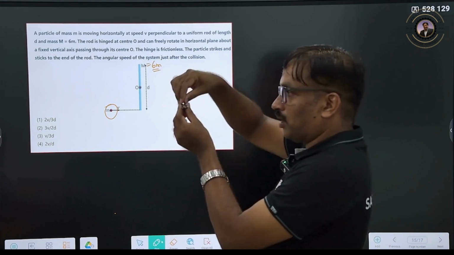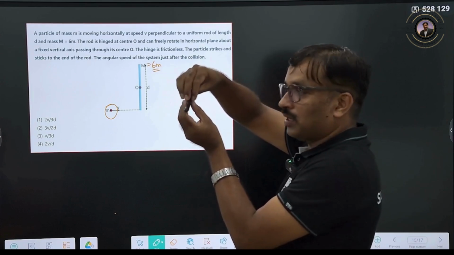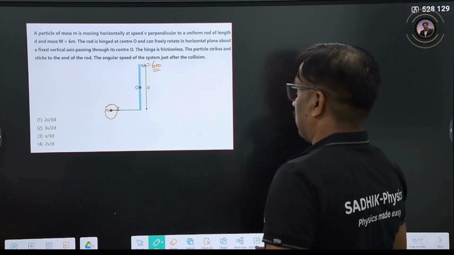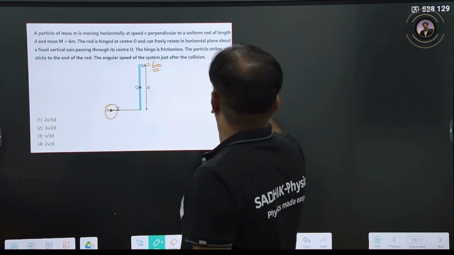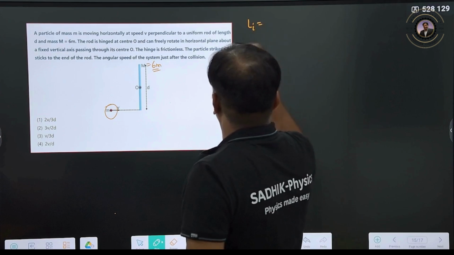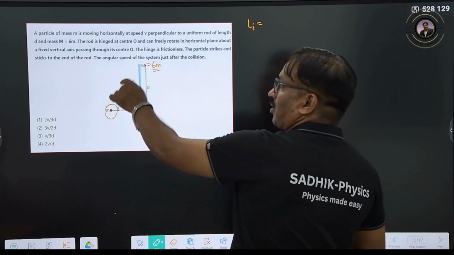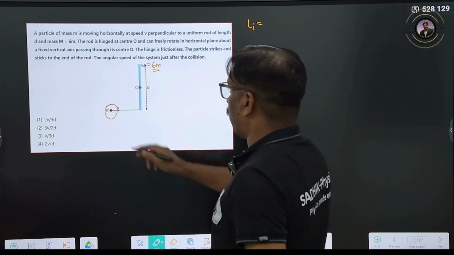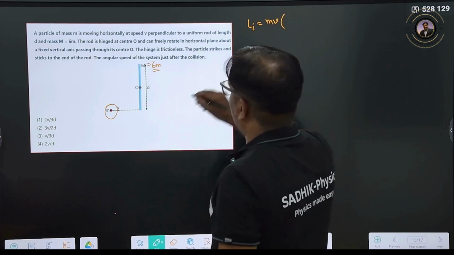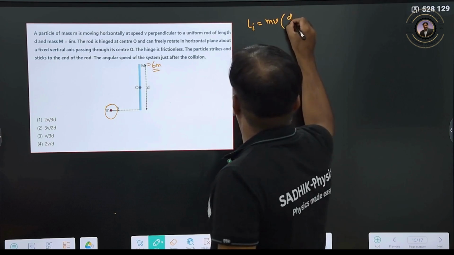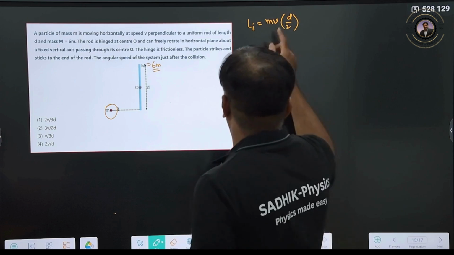So what will happen now? The rod rotates about the hinge. We want to calculate the angular velocity of the rod. So, the initial angular momentum: the rod is not rotating, only the particle is moving. So it is mv into the perpendicular distance, which is d by 2.